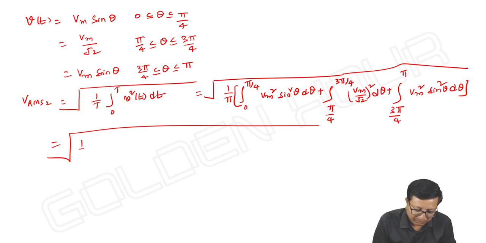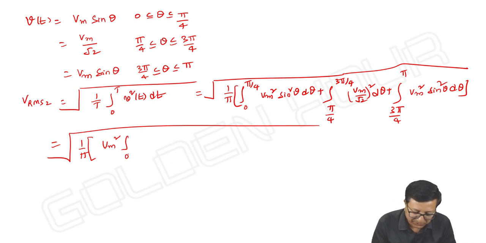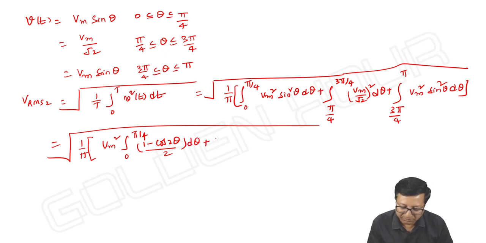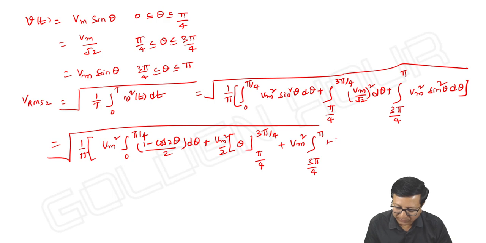Further, 1 by pi into Vm square can be taken out of this integration, and sine square theta can be written as 1 minus cos 2 theta by 2. 0 to pi by 4 1 minus cos 2 theta by 2 d theta, plus again Vm square by 2 into integral 1 d theta, it is theta over the limits pi by 4 to 3 pi by 4, plus again here I can take Vm square out of the integration, 3 pi by 4 to pi sine square theta, it is 1 minus cos 2 theta by 2 d theta.